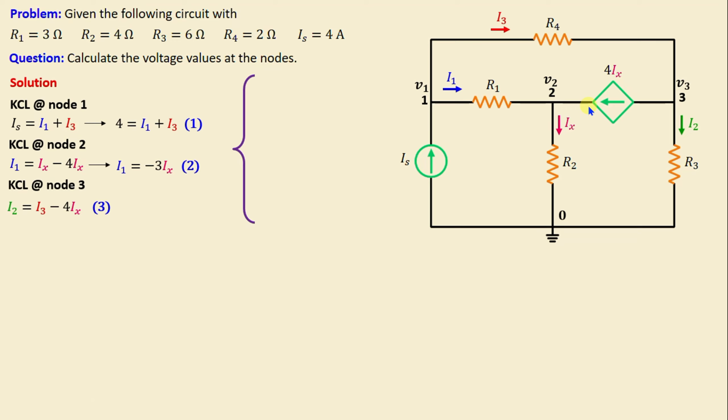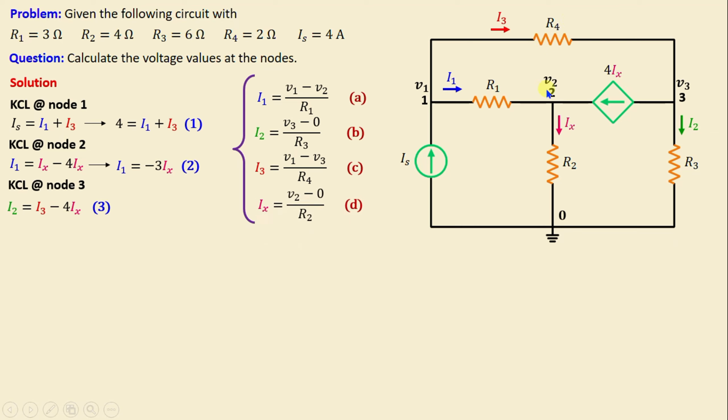According to Ohm's law, the current can be expressed as the voltage difference across a resistor divided by the resistance. This implies that the currents can be determined by the following equations. I1 is given by V1 minus V2 over R1, and I2 is equal to V3 minus 0 over R3, and I3 is equal to V1 minus V3 over R4, and Ix is equal to V2 minus 0 over R2.